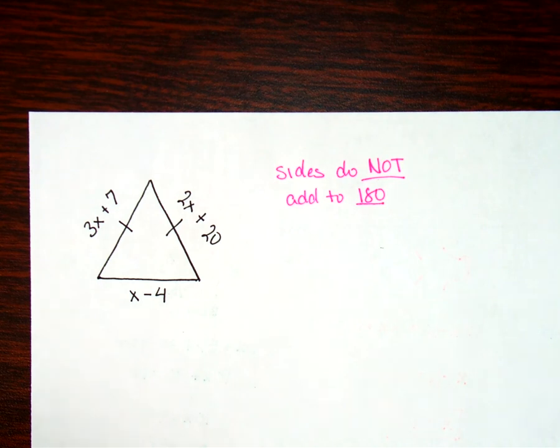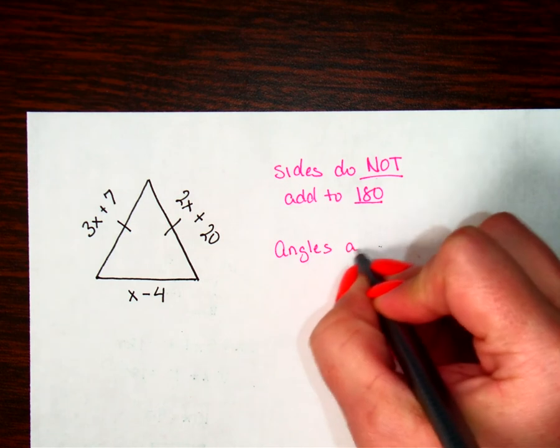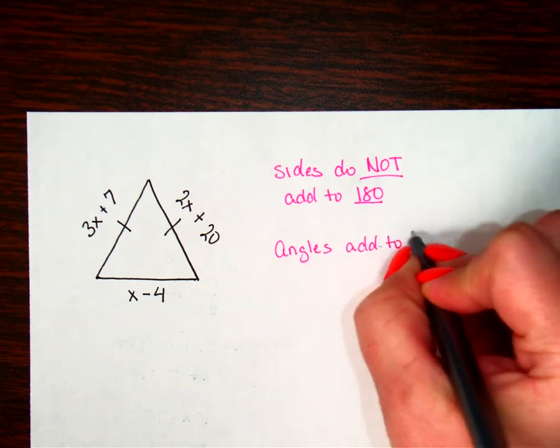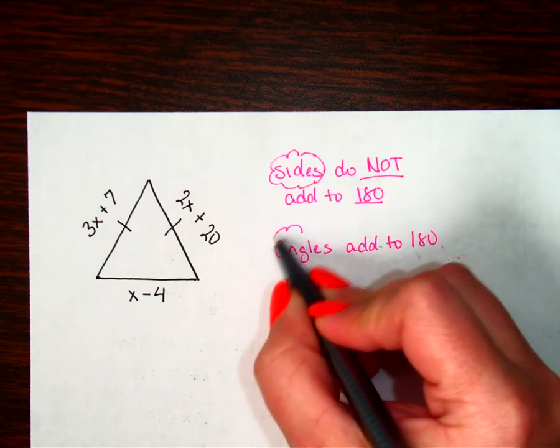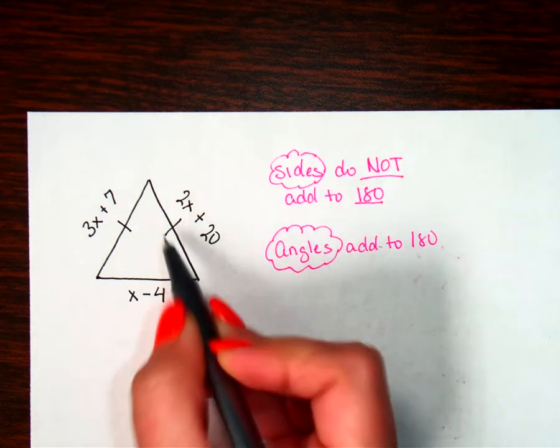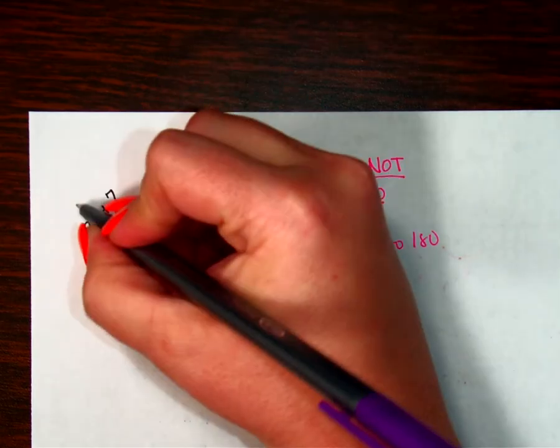Okay, 180 is not a side thing. 180 is an angle thing. Angles add to 180. So not sides, but angles. So here when I'm working with sides, I cannot add those three together and say they equal 180.